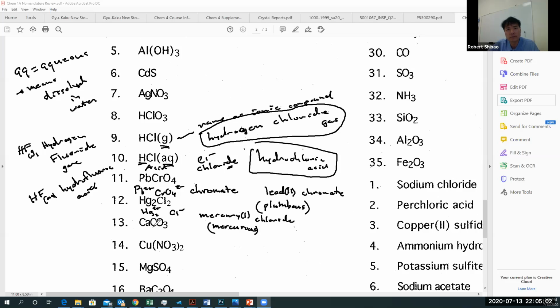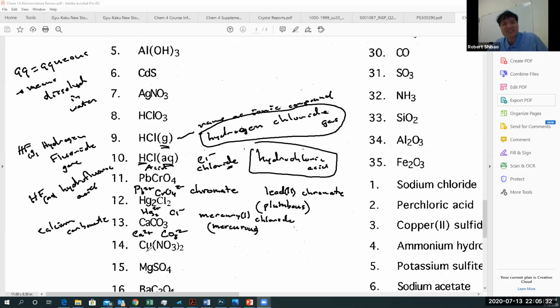Let's go on to this one, CaCO3. Well, Ca is fixed charge. That's 2+, based on the periodic table. And then we know carbonate, we saw that before, CO3 2-. And so this one is called calcium, no Roman numeral needed there, carbonate, calcium carbonate, also known as calcite in the mineral form or calcium carbonate in the rock form.